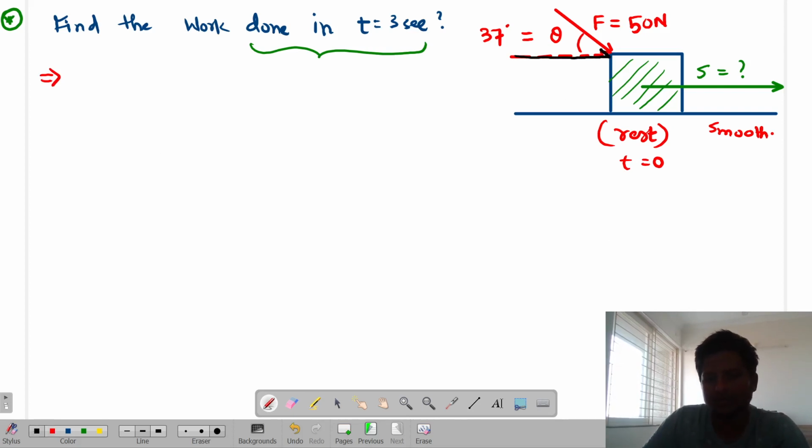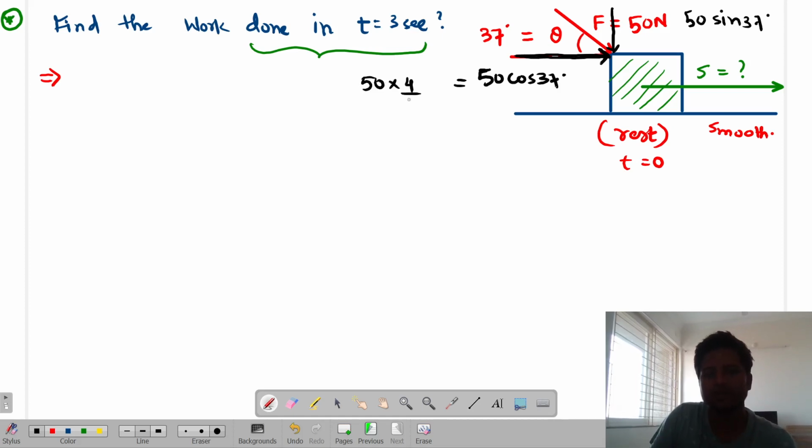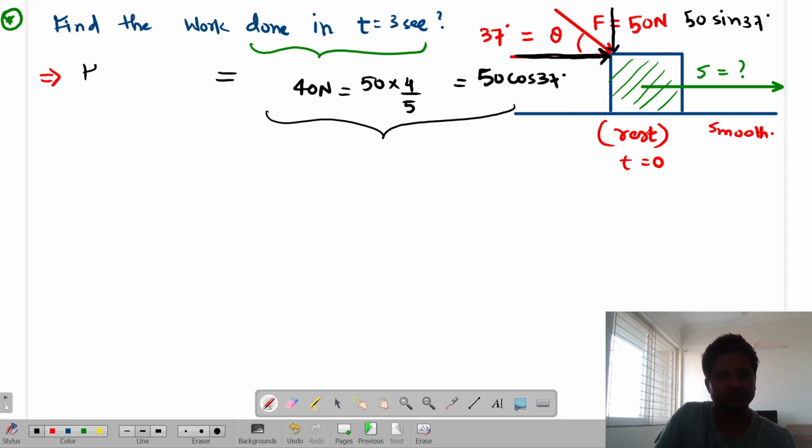You will see that the force has two components once again over here. One is F cos theta, which is 50 cos 37, and this is 50 sine 37, isn't it? 50 cos 37 becomes how much? 50 into 4 by 5. So that is how much? 40 newtons. Is that clear or not? So this is my force in which direction? Horizontal direction.